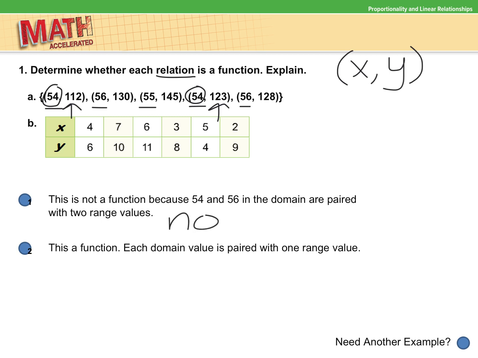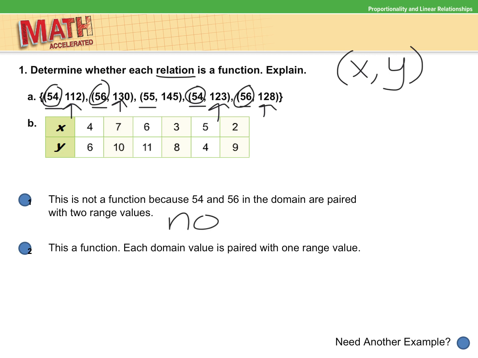Was there another example? 56. The first time I plugged in 56, I got 130. Should I have gotten that the second time? Yes, but did I? No. So that first example is not a function. Each x value should only have one y value.